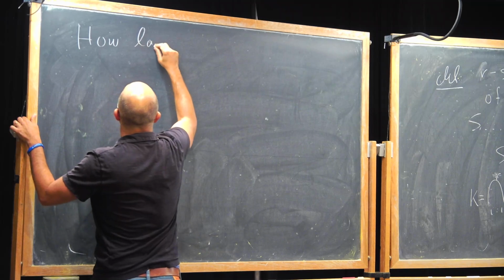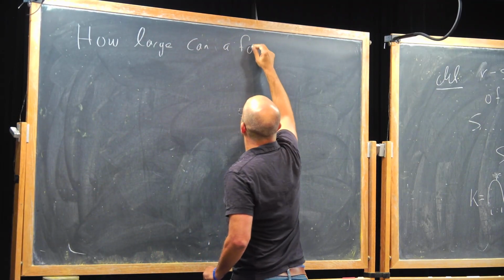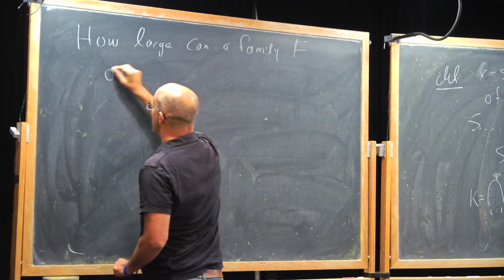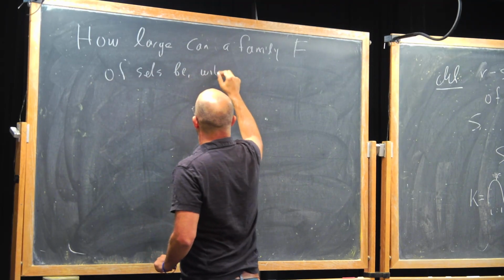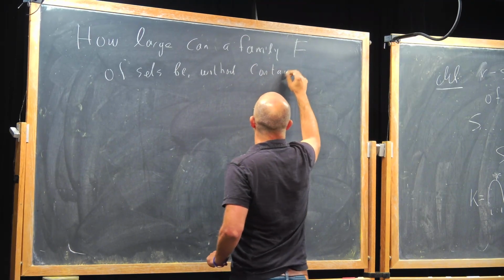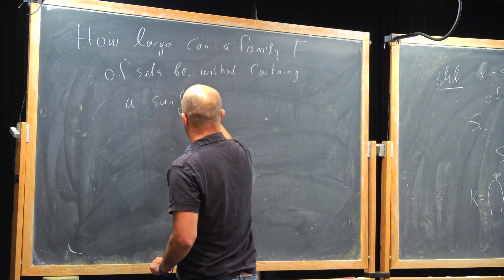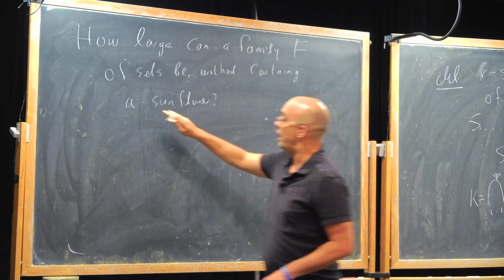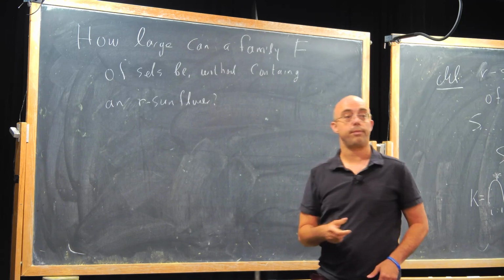How large can a family, let's say F, of sets be without containing a sunflower? Okay, so I need to quantify it a bit. So let's put here an R sunflower, so some parameter R. Sunflower with R sets, R petals.